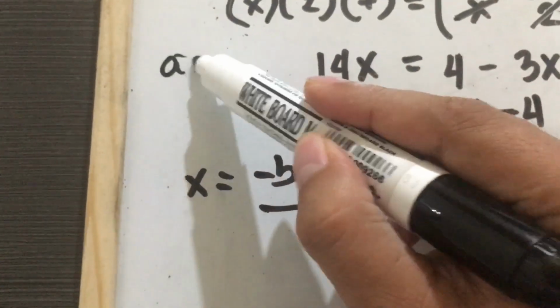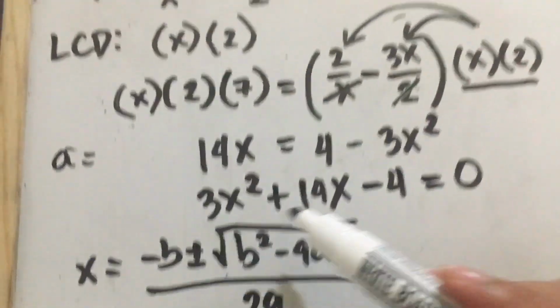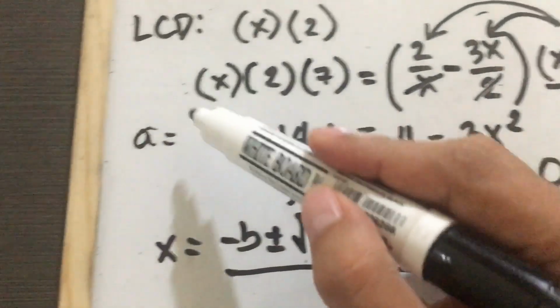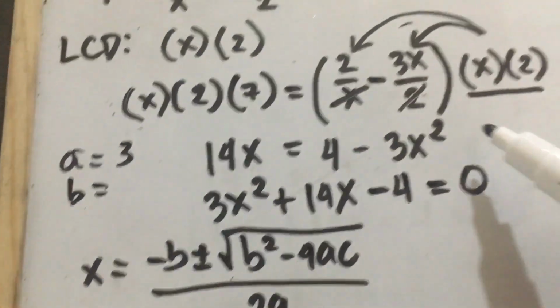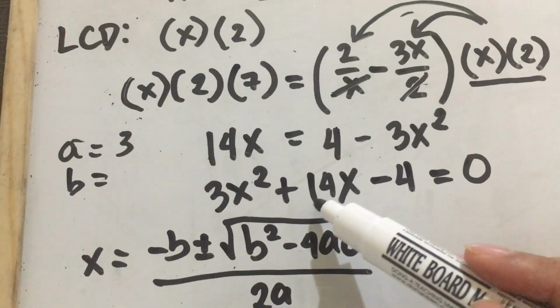We all know that your a is equal to 3. What about your b? Your b is equal to the coefficient of x, 14.